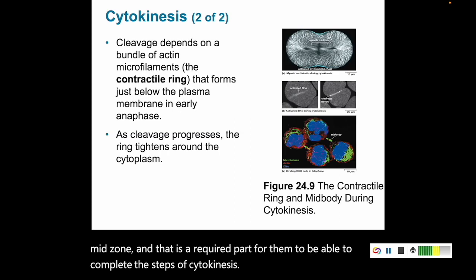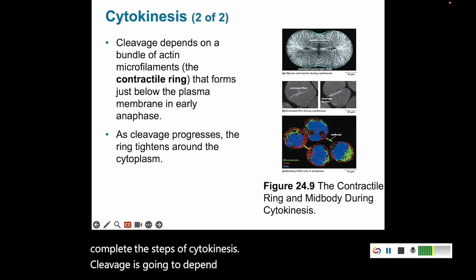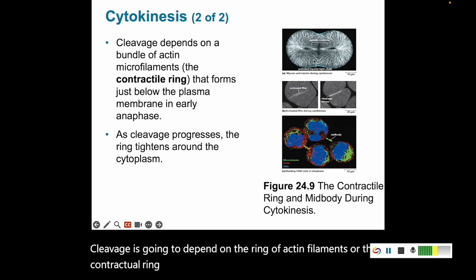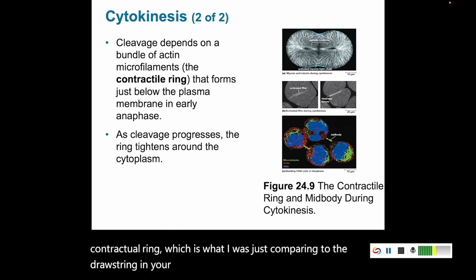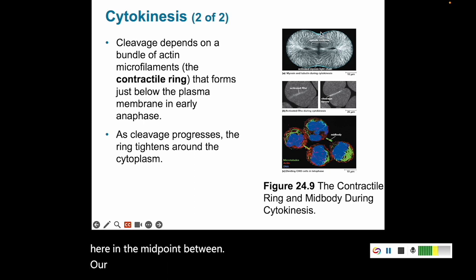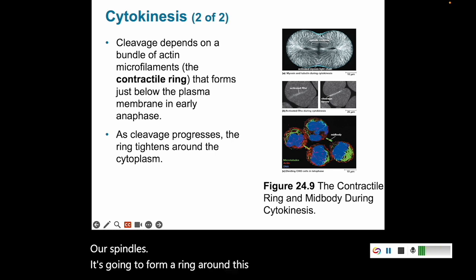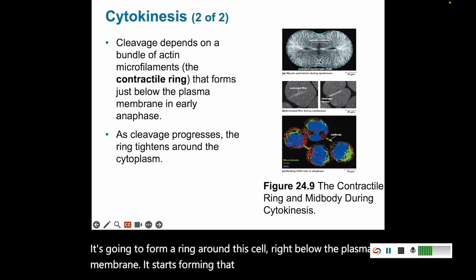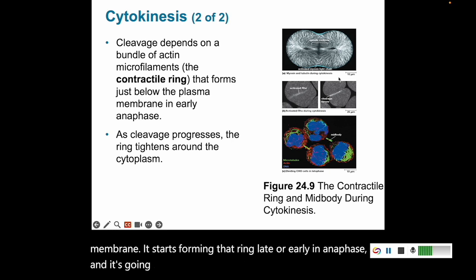Cleavage is going to depend on the ring of actin filaments, or the contractile ring, which is what I was just comparing to the drawstring in your sweatpants. So this contractile ring of actin here in the midpoint between our spindles, it's going to form a ring around this cell right below the plasma membrane. It starts forming that ring late or early in anaphase, and it's going to keep tightening as cleavage progresses.